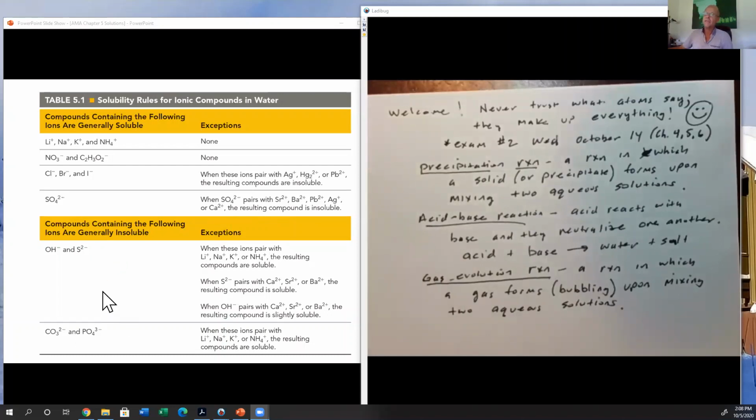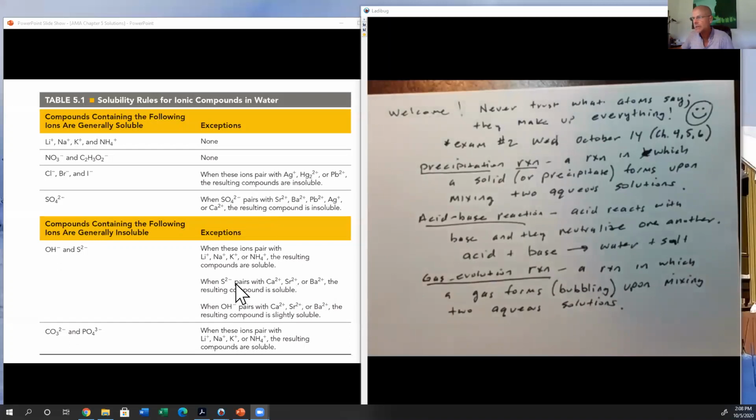The bottom half of this table shows ions that, when you see them in a compound, generally indicate that the compound is insoluble. So hydroxides and sulfides are generally insoluble, except when they pair with these ions. For example, lithium hydroxide would be soluble, but magnesium hydroxide, for example, would not be soluble.